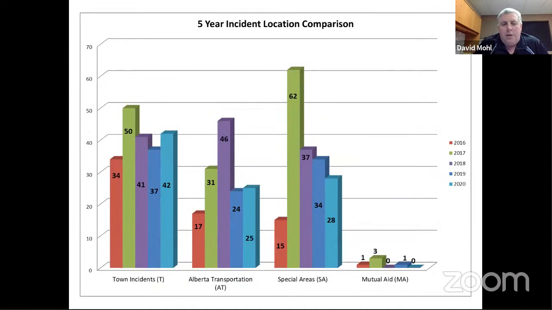5-year comparison on this, no real surprises. I mean, our special areas calls were down, mostly because you'll see later on our grass fires were down. That's pretty much the biggest contribution there.